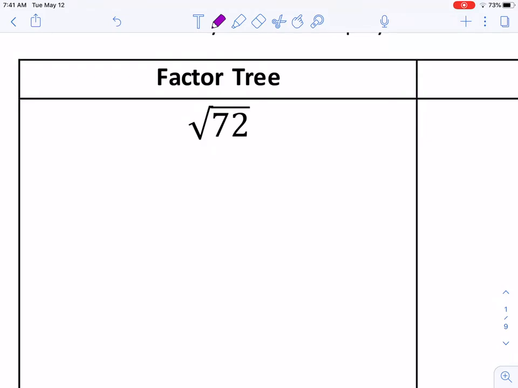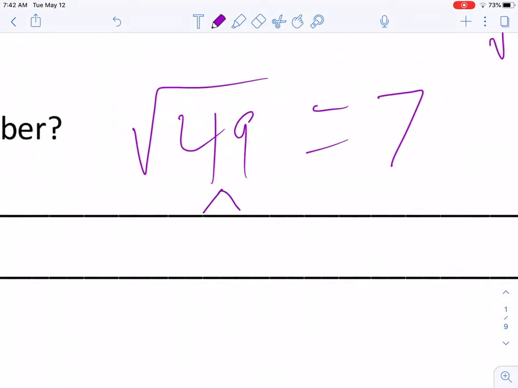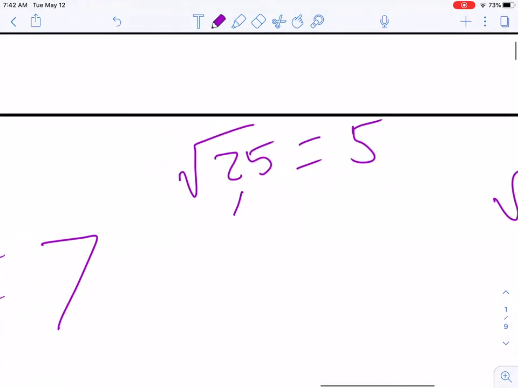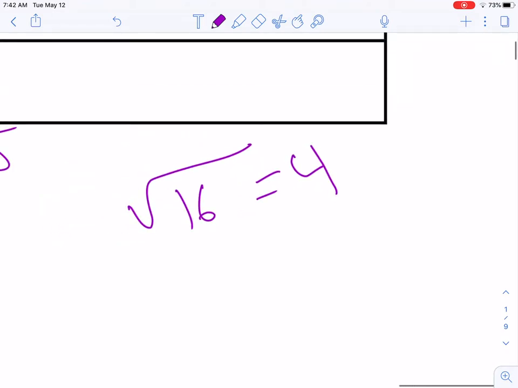But starting with the factor tree. So the whole idea in simplifying a radical is that we are looking for groups of 2 of the same. And in 49, there is a 7 and a 7, a group of 2, and we use one of those 7s in our answer. In 25, 5 times 5, and we use one of those 5s as our answer. And then with 16, it's 4 times 4, and we use one of those 4s in our answer.